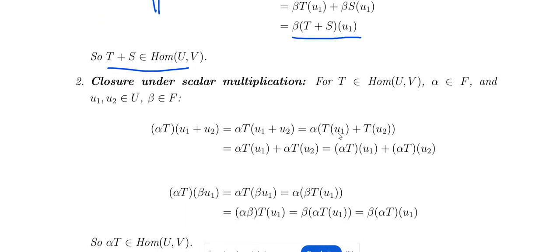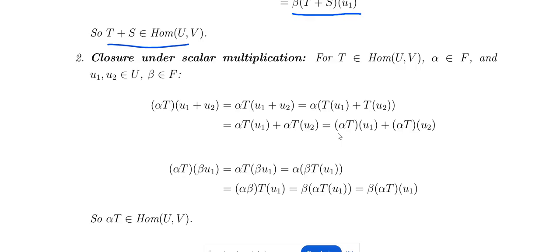Scalar multiplication: I will try to prove that T belongs to Hom(V, V), and alpha belongs to F, u1, u2 belong to U, and beta belongs to F. So alpha times T of (u1 + u2), alpha T of beta u1. This is the definition of homomorphism, and both of these are satisfied.